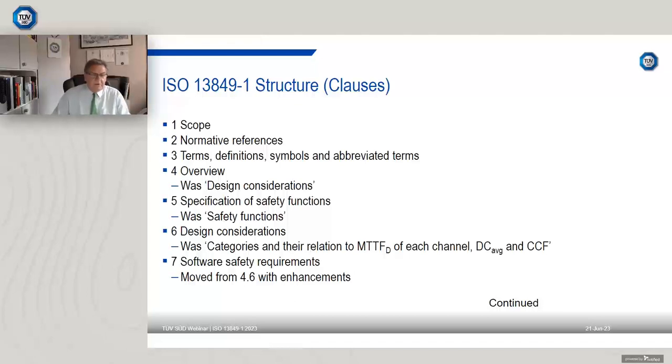Software is now clause 7, so it has its proper place in the standard. It has its own clause. It is the content of 4.6 in the superseded version with some changes, but the structure of 4.6 is pretty much retained in the new clause 7.